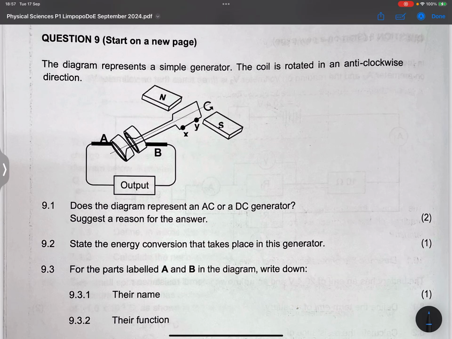Right, and now we look at question 9. They say the diagram represents a simple generator. The coil is rotated in an anti-clockwise direction. Does the diagram represent an AC or DC generator? Please note, we have slip rings, so that definitely tells us that we've got an AC generator. And they said, suggest a reason, because slip rings are used.